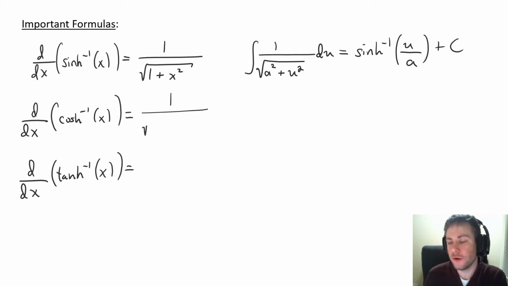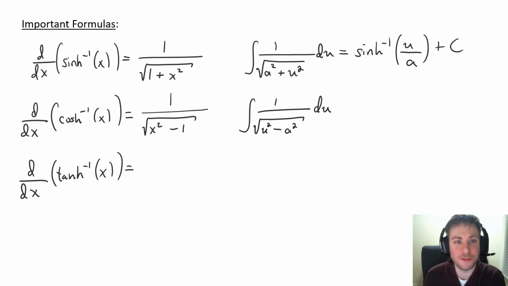Next up is the derivative of arccosh, which is 1 over root x squared minus 1, which leads us to another integral formula, which is again similar but slightly different than the one that we know for arcsine. This time we have u squared minus a squared rather than a squared minus u squared. And we just found that arccosh is the function that has a derivative of that form.